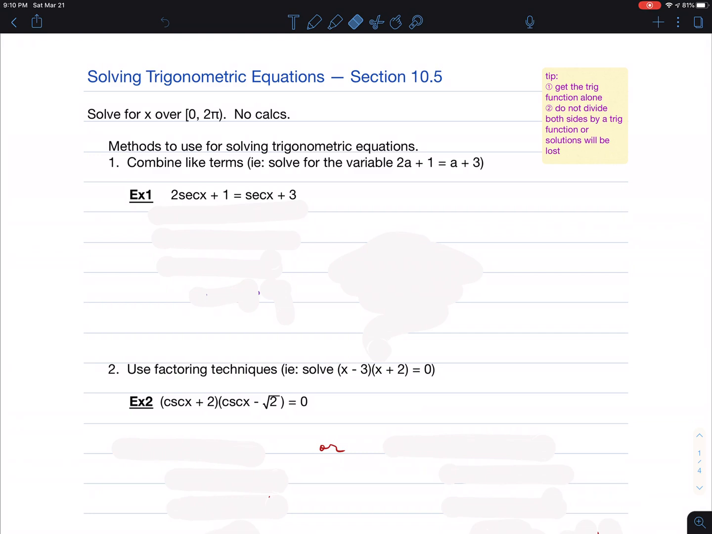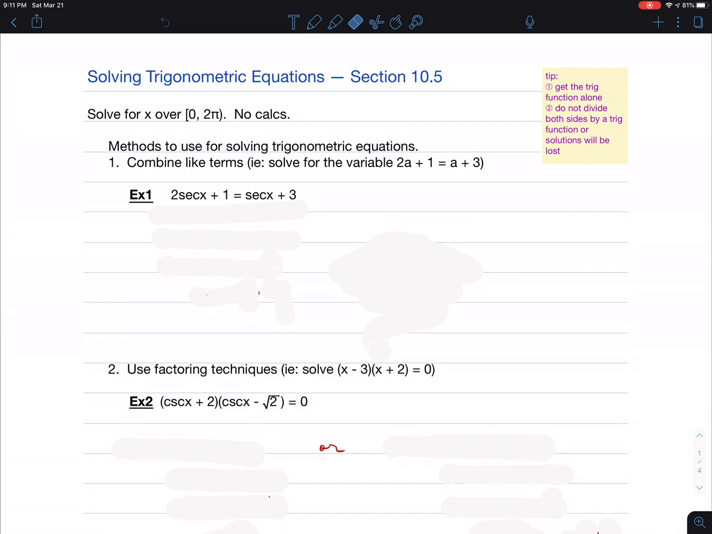So take a look here at the first example, and I've given you several different methods. First of all, though, notice the directions. We're looking for x. That's the ultimate goal, to get x alone. We are working in radians in this one, and this particular one says no calculators.